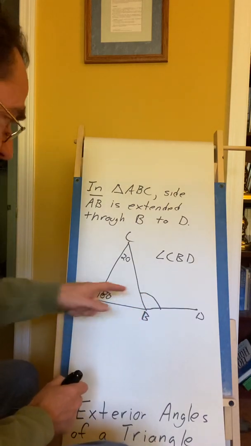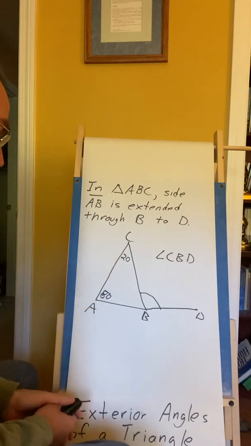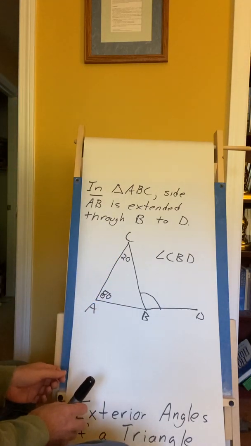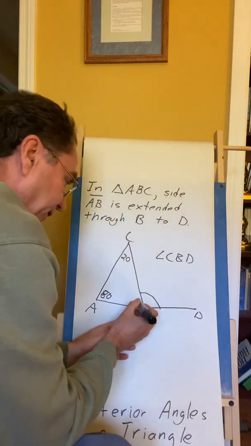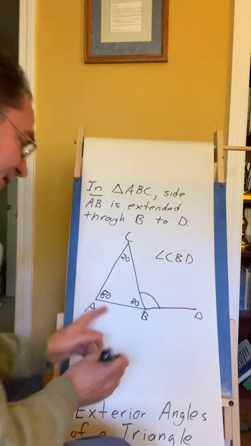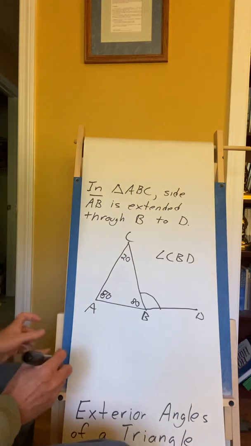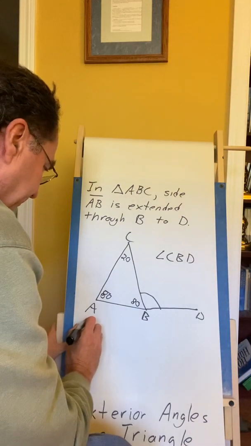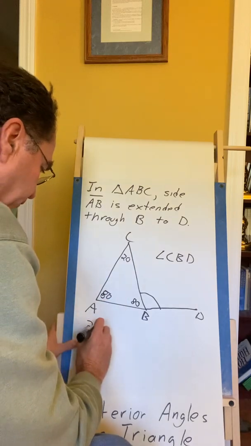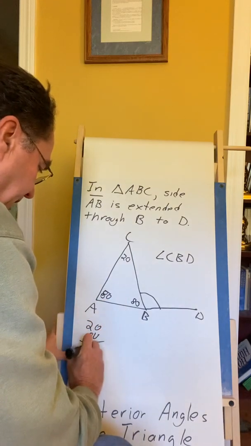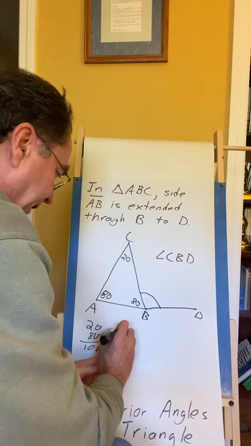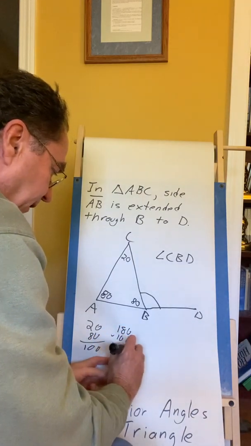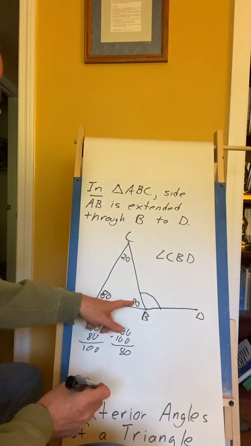Well, let's find this one first. So you add these two together. 80 and 20 is 100. And then you subtract 100 from 180. Oh, and you get another 80. Isosceles. That's an isosceles triangle. I didn't mean to do it that way, but you added these two up, 20 and 80, and you got 100. Then you subtract that from 180, and you get that other angle is 80. So that angle is 80 also.